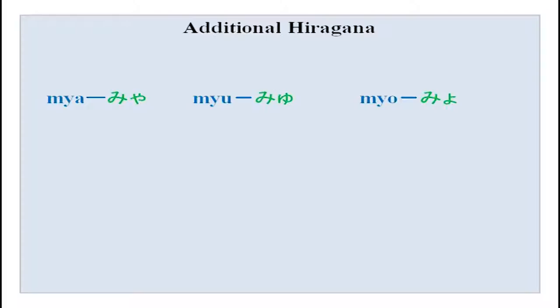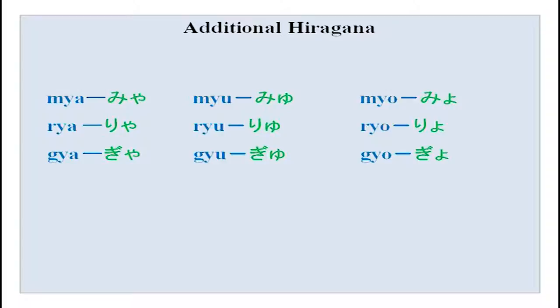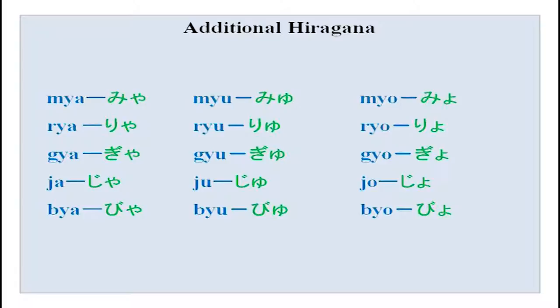The letter or sound R as rya, ryu, ryo. Then we have letter G or the sound G, gya, gyu, gyo. Then we have letter J or sound J, jya, jyu, jyo. Then letter B and sound B as bya, byu, byo. And the last one for you is the letter P and sound P as pya, pyu and pyo. So, this is your additional hiragana which you require for words later on.